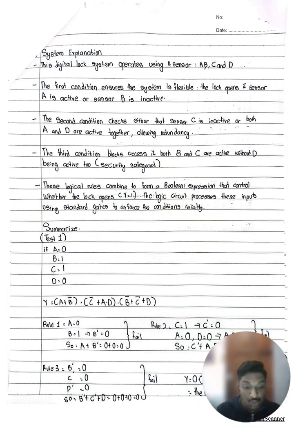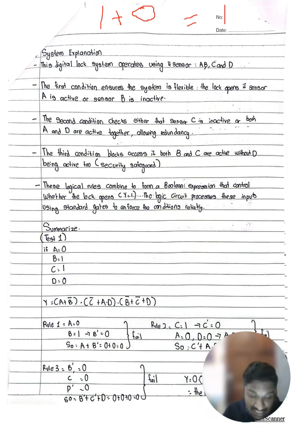The first condition ensures the system is flexible. The lock opens if sensor A is active or sensor B is inactive. So on the logic circuit, this means A should be 1 and B should be 0. So A plus B bar, you should get 1. And the second condition checks either that sensor C is inactive or both A and D are active together, allowing redundancy.